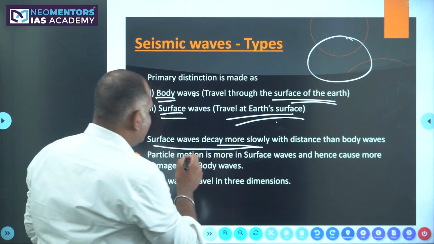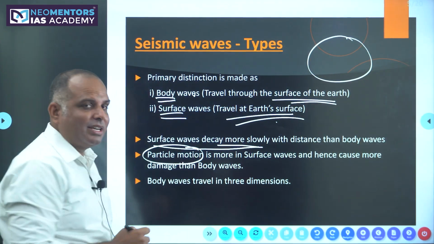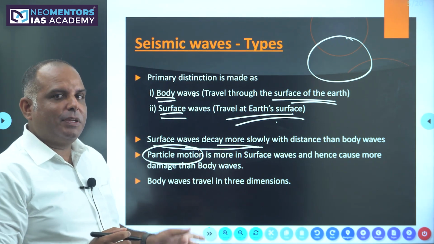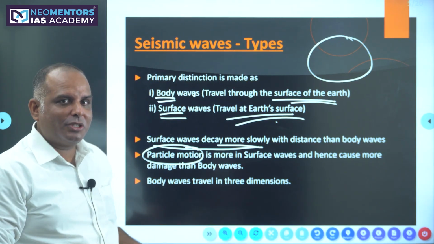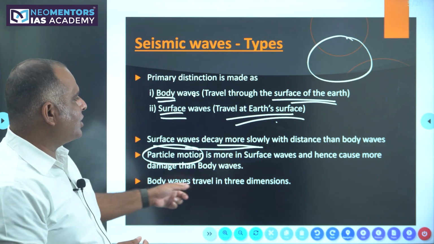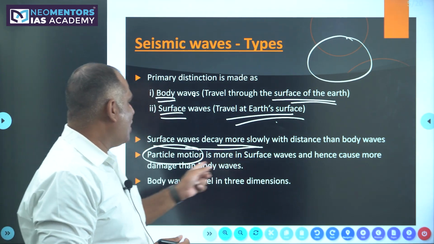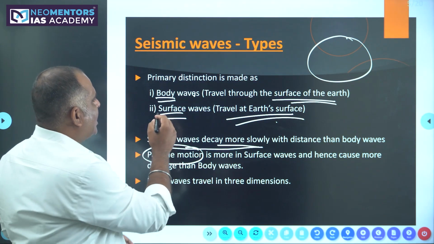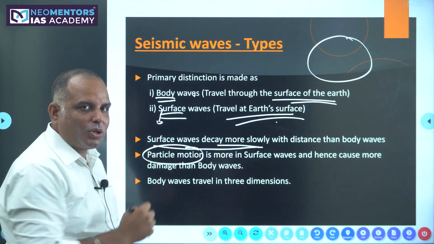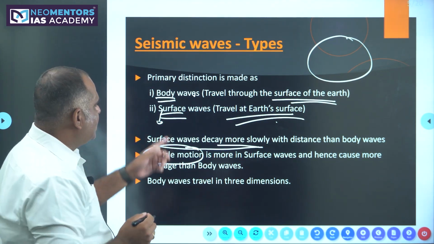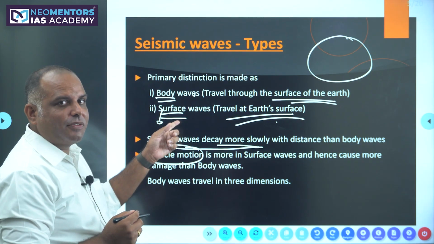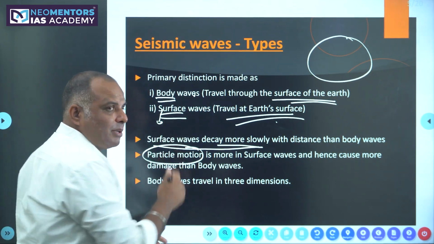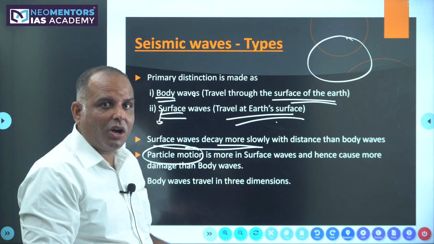So this is also responsible for the damage that it would induce. If the particle motion is more, that means more damage obviously. So particle motion is more in surface waves, hence they cause more damage. Okay, two things. The surface waves decay more slowly, that means they last longer. The particle motion is more in the surface waves. So that is also one of the reasons that they cause more damage.